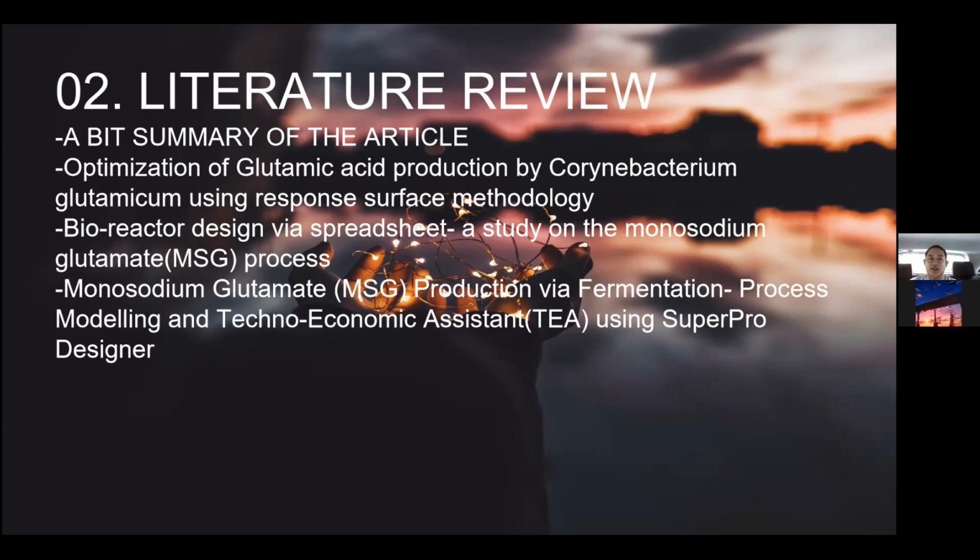So basically, I would say in conclusion, these three articles talk about how important the raw material is to increase or maximize the production of MSG. And other than that, it also gives some suggestions on how we can reduce the energy consumption of our processes, thus reducing the cost for our processes. So next, I will proceed to our methodology.